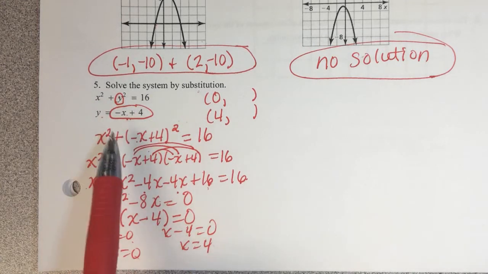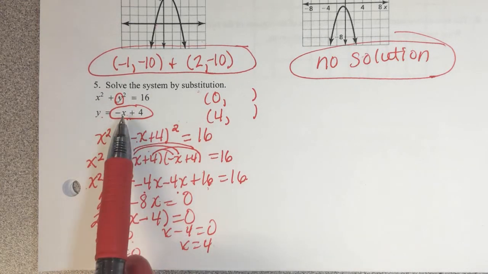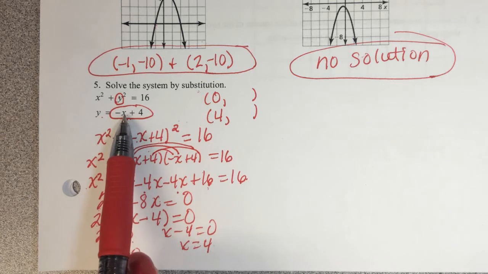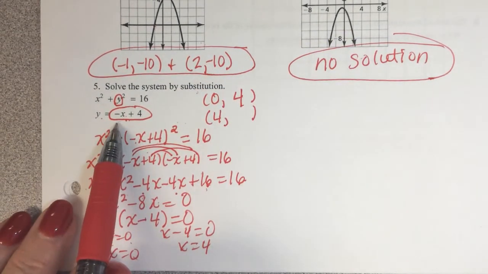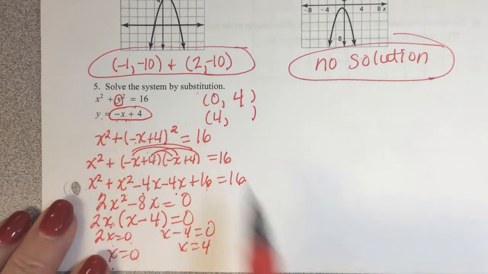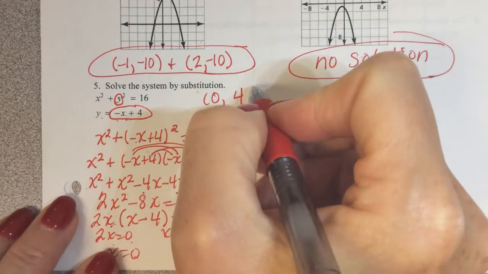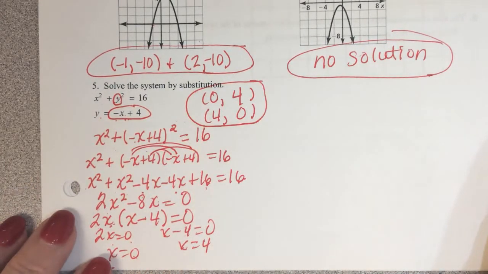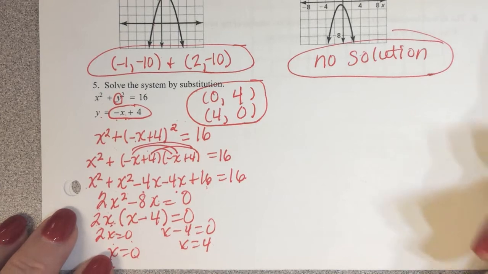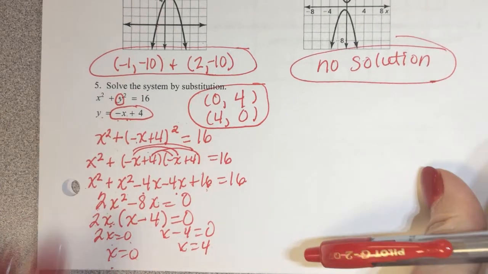Okay, which one do you want to do, top or bottom? Okay, so if you plug in 0, what are you going to get? 4. Right, so 0, 4 is one of our solutions. And then what if we plug 4 into the bottom? What are we going to get? 0, right. And so those are going to be our two solutions. Okay, that's substitution. Got our two answers there.